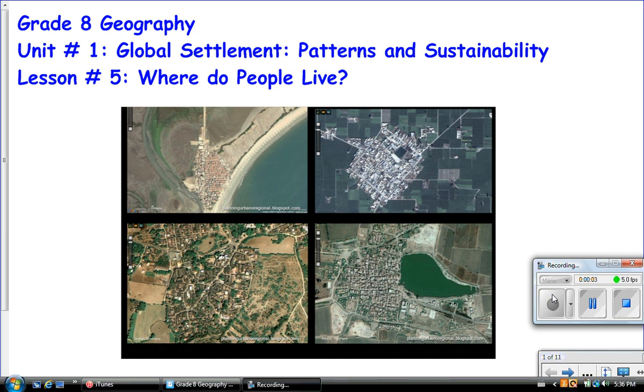Welcome back to Grade 8 Geography, Unit Number 1, Global Settlement, Patterns and Sustainability. This is Lesson Number 5, Where do People Live?